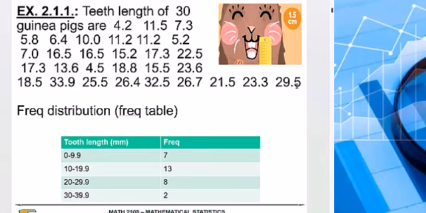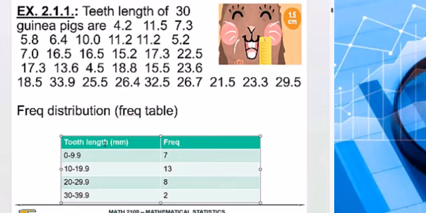to represent the data. What we do is divide, partition the data set into 4 different classes, from 0 to 9.9, 10 to 19.9, 20 to 29.9, and 30 to 39.9. Basically, the whole range covers all the values of the teeth length here. And then we start to tally the values belonging to each class.